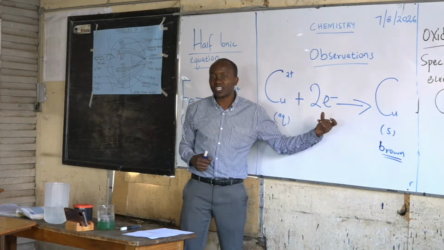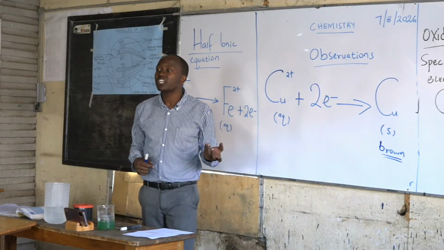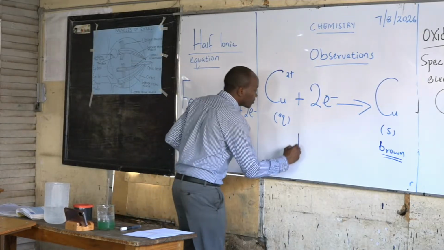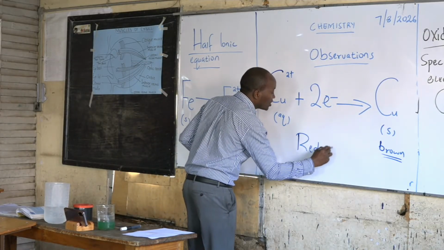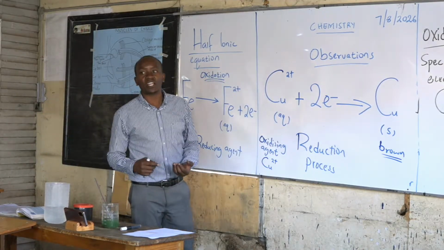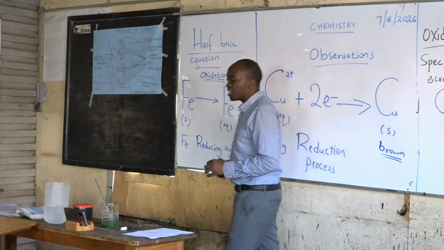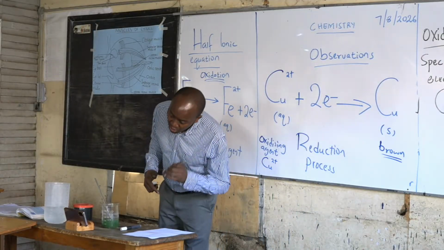What do you call this process? Is it oxidation or reduction? Remember, it is gaining. It is a reduction process. Reduction. So these are reduction processes, with electrons transferred from one species to another. That is basically about electrochemistry: transfer of electrons from one species to another.